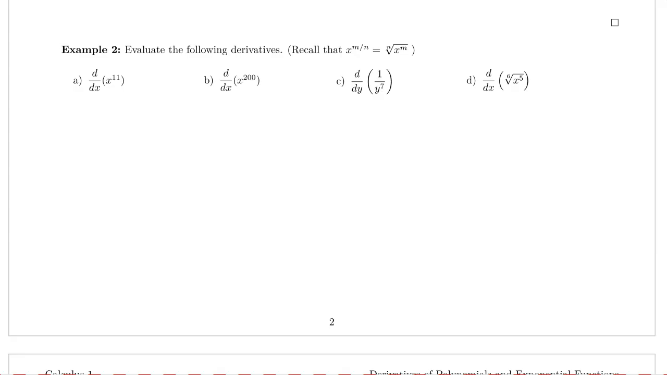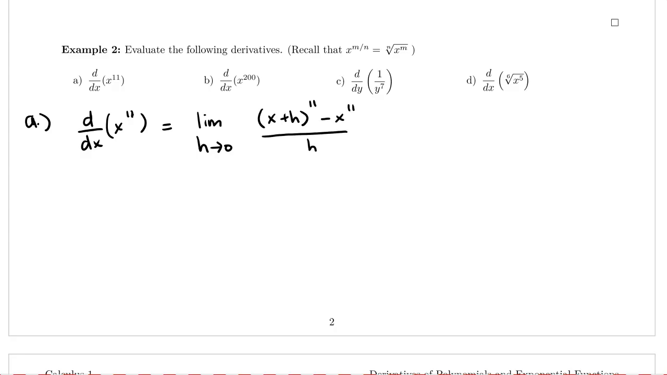Example 2 says evaluate the following derivatives. Recall that x to the power of m over n is the same thing as the nth root of x to the m power. So let's start off with part A here. I want to take the derivative of x to the 11th power. And before we learned about the power rule just now, if I wanted to use the limit definition, that would be quite a pain because I would have to expand x plus h to the 11th power, and I don't want to multiply that out 11 times.